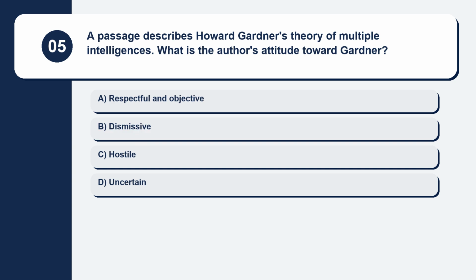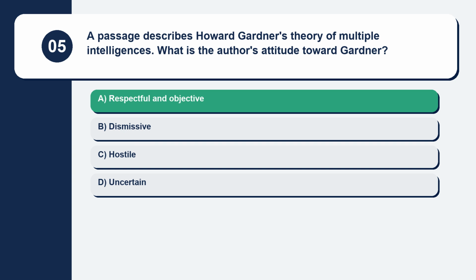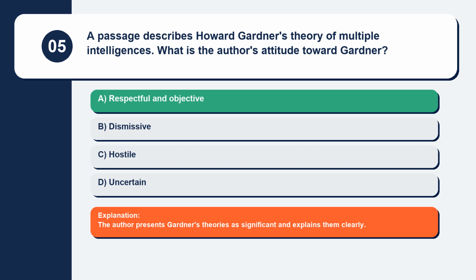Question 5. A passage describes Howard Gardner's theory of multiple intelligences. What is the author's attitude toward Gardner? Respectful and objective. Dismissive. Hostile. Uncertain. The author presents Gardner's theories as significant and explains them clearly.